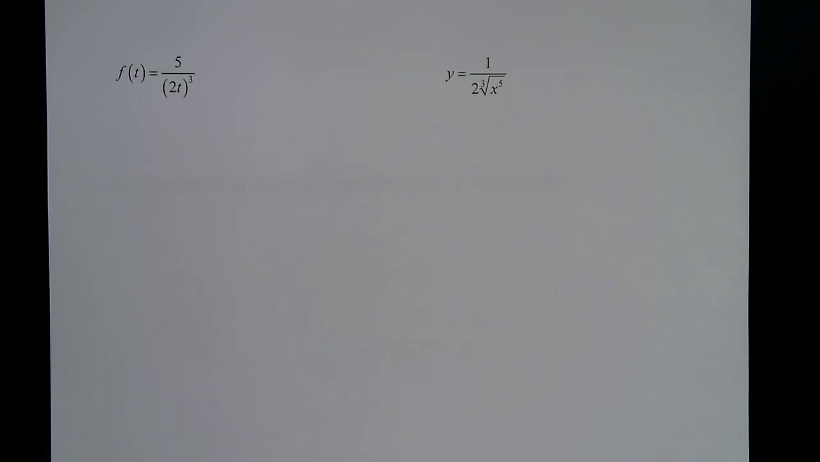So for this next problem, f of t is equal to 5 over (2t) in parentheses, raised to the 3rd power. This is not x to a power or t to a power. It's 2 times t, all right? So we cannot apply the power rule to this. It will not work. So what can we do instead? Well, we need to apply exponent rules.